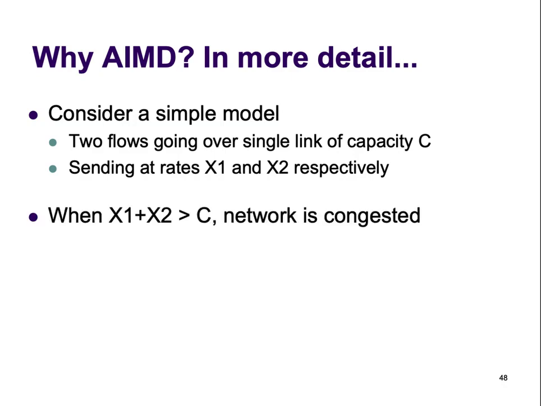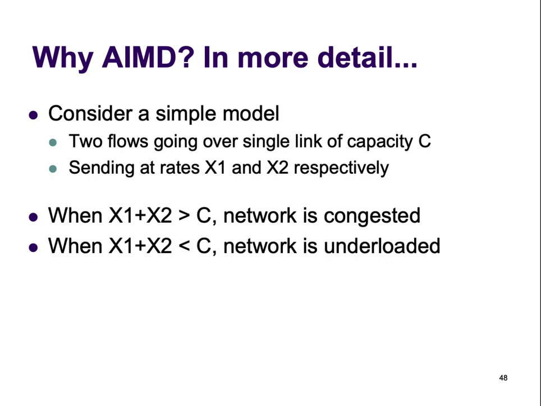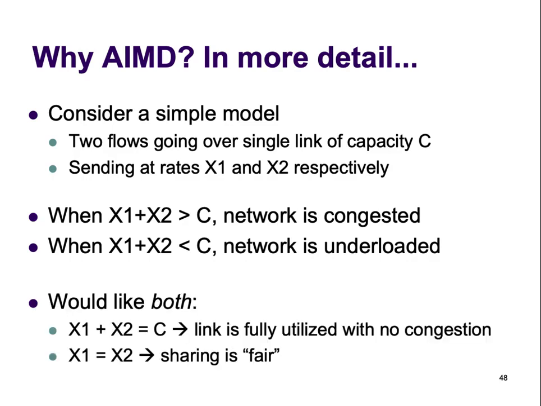What did we say we want here? We're saying that when x1 plus x2 is greater than C, then the network is congested. Right? If x1 plus x2 is less than C, then the network is underloaded, so we could be increasing. And what we would like is both, that x1 plus x2 is equal to C, so we're fully at capacity, and that x1 is equal to x2, which means we're sharing fairly between the 2 flows. Okay, in an idealized world, that's our goal.